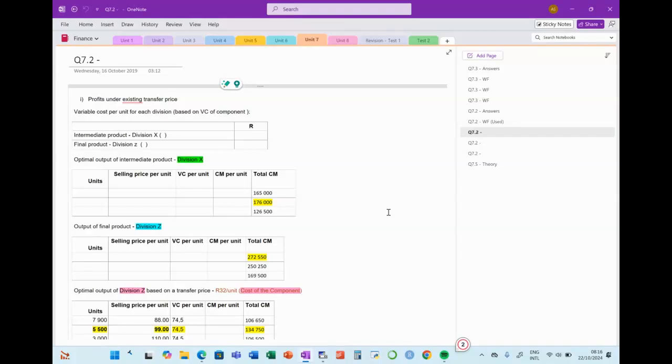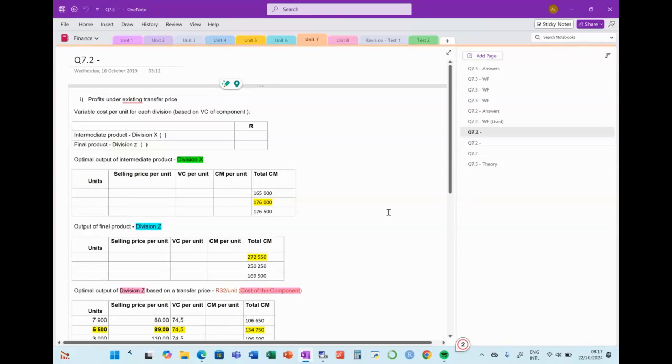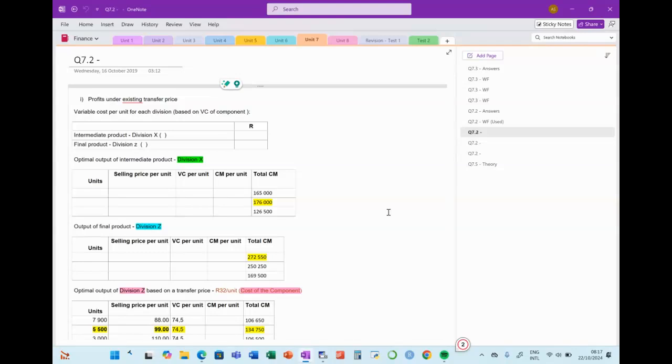So there you can see Division X, all right, if we sell that component at 22 Rand, we're going to sell 16,500 units. If we sell that component at 35 Rand, we're going to sell 5,500 units. And then for Division Z, we're basically saying the final product that it produces, if we sell it at 88 Rand, we're going to sell 7,900 units. If we sell it at 110 Rand, the final product, we're going to sell only 3,000 units.